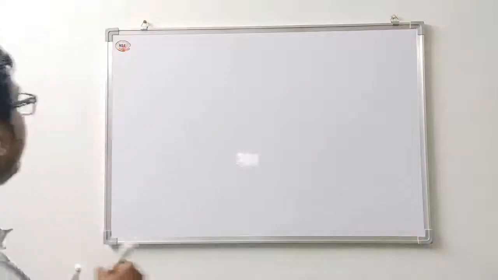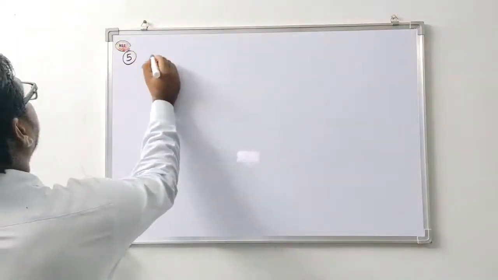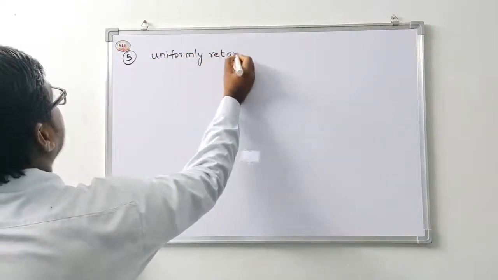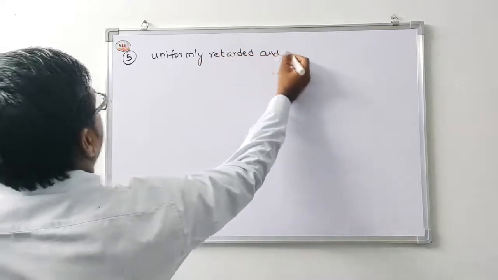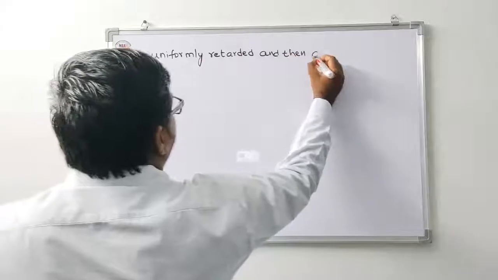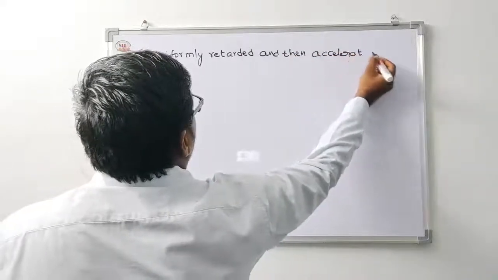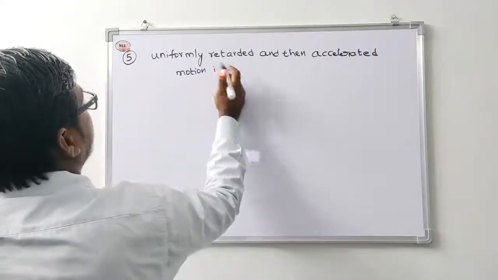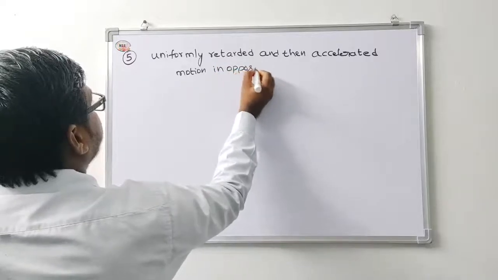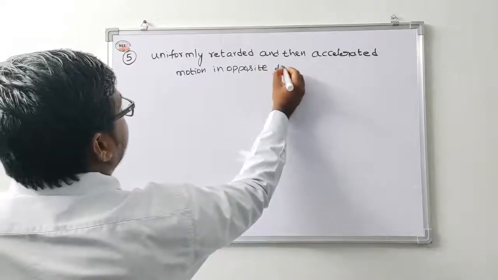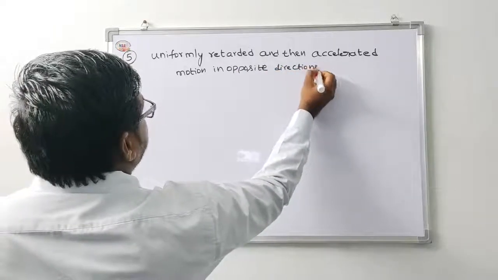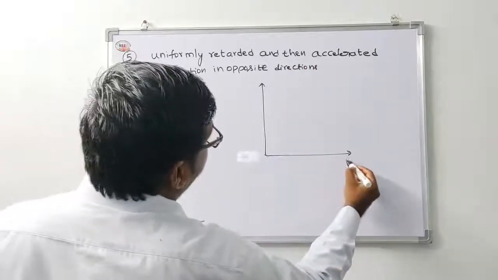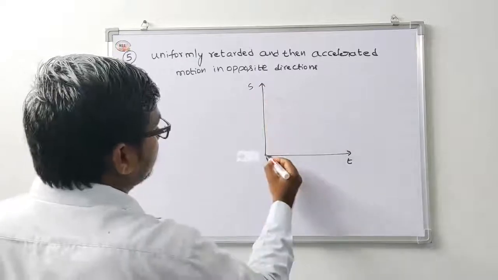The fifth one is uniformly retarded and then accelerated motion in opposite directions. Okay, take the s-t graph.